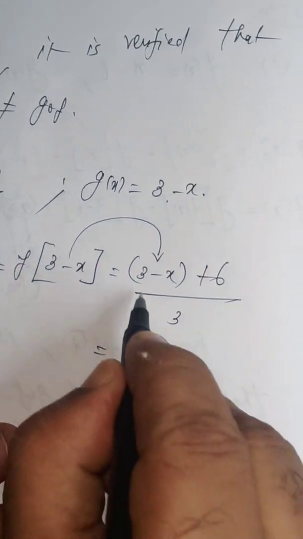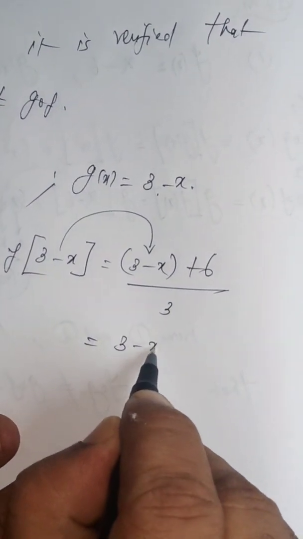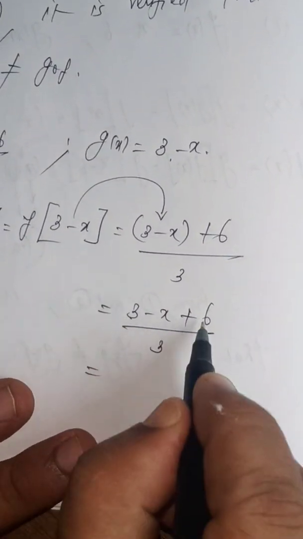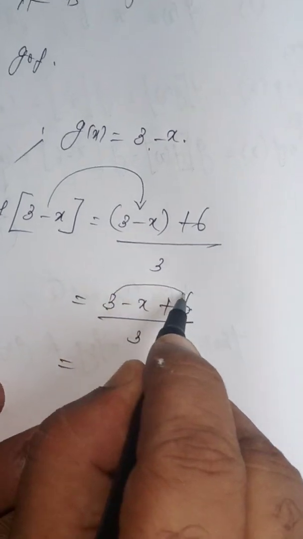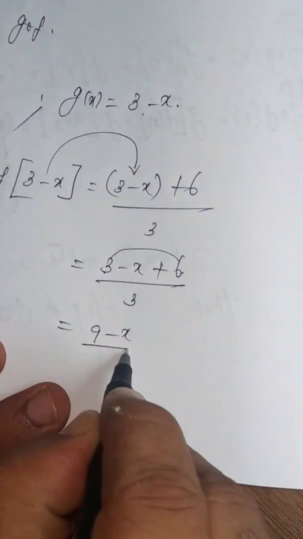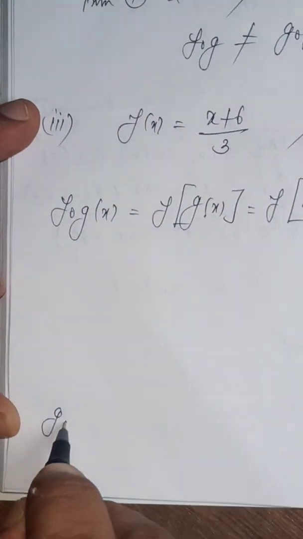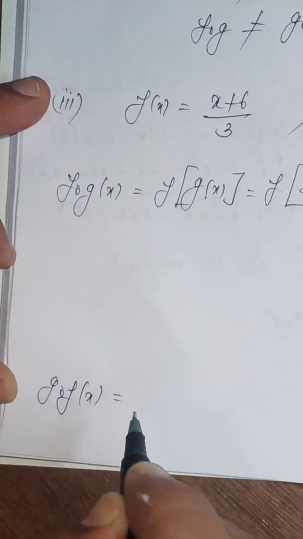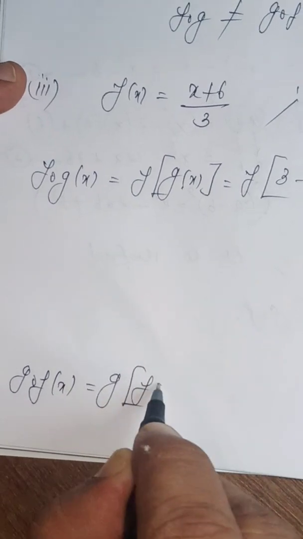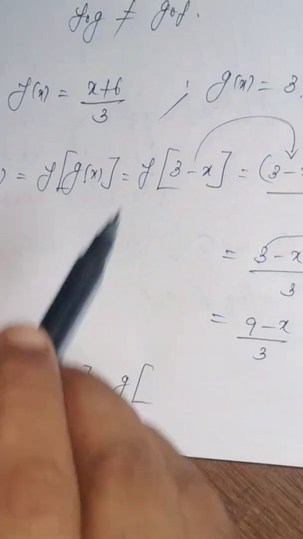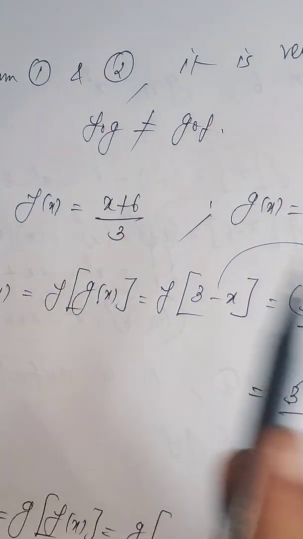That is equal to, now you have to eliminate the bracket. So 3 minus x as it is, plus 6 divided by 3 equals 3 plus 6, 9. These two can be added. 9 minus x by 3. Let it be number 1. Now g dot f. Introduce x. g, write f of x inside the brackets. g as it is. That f of x can be replaced by, what is f of x? x plus 6 by 3.